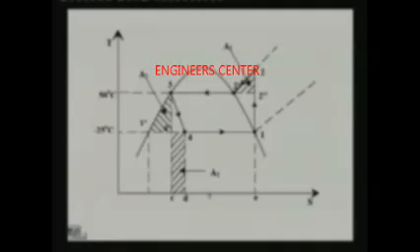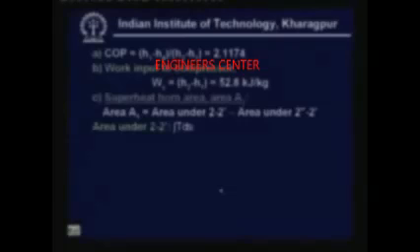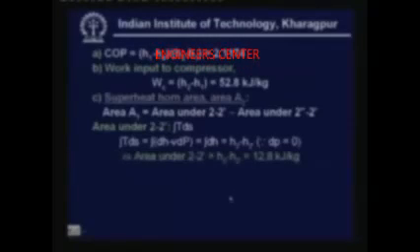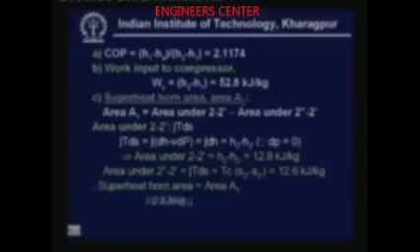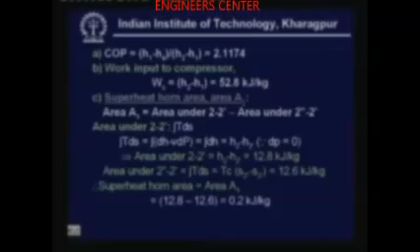So I have explained this procedure. If you substitute the values, you find that the area under 2 dash is 12.8 kilojoule per kg, and the area under 2 double dash to 2 dash, the rectangular area, is found to be 12.6 kilojoule per kg. So from these two we find that the superheat horn area is equal to 12.8 minus 12.6, that is 0.2 kilojoule per kg. Now let us find out the throttling area.